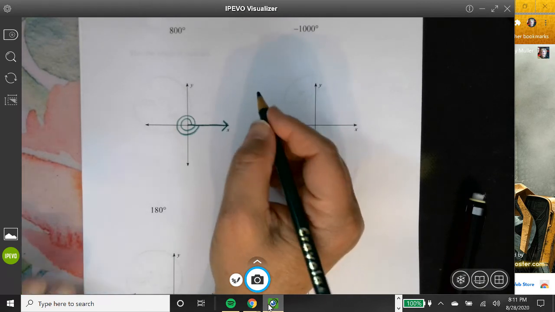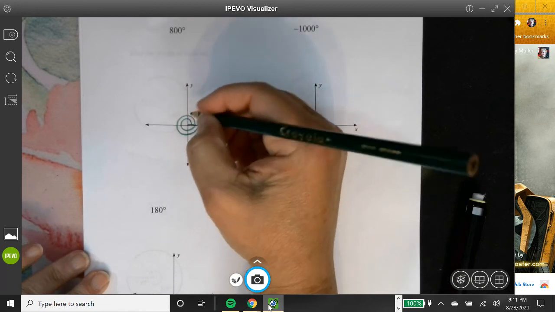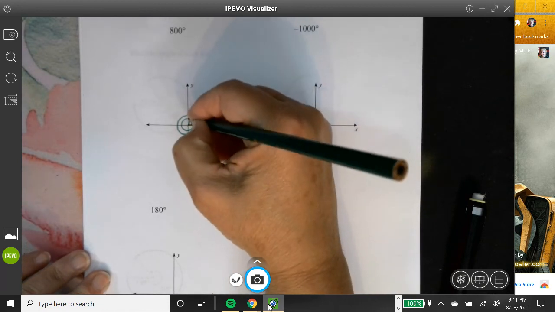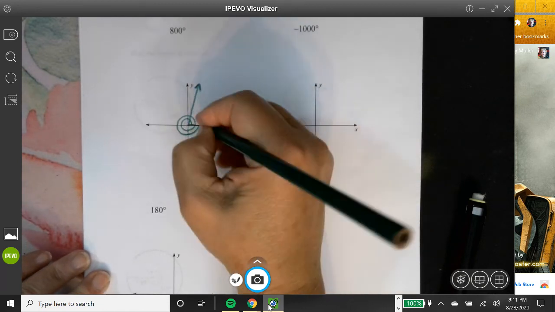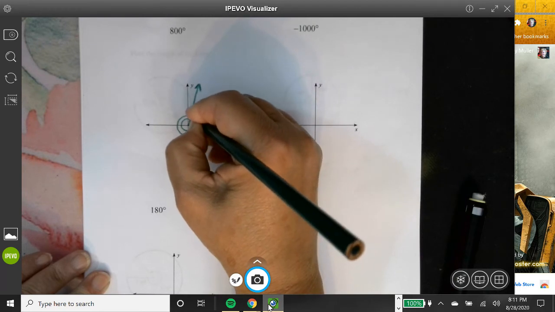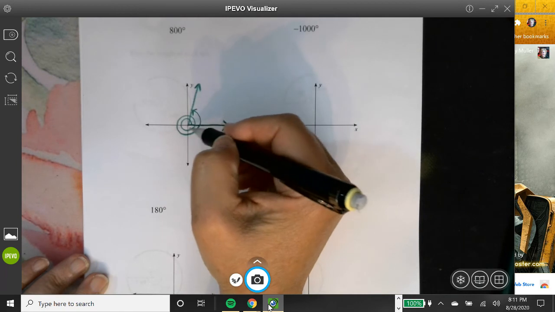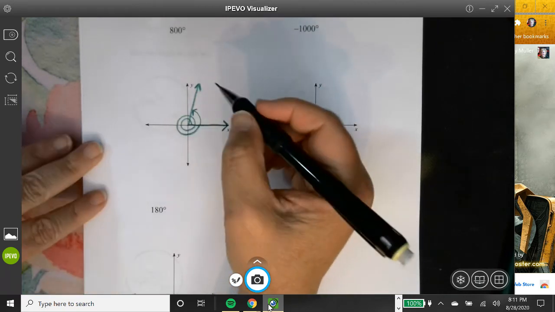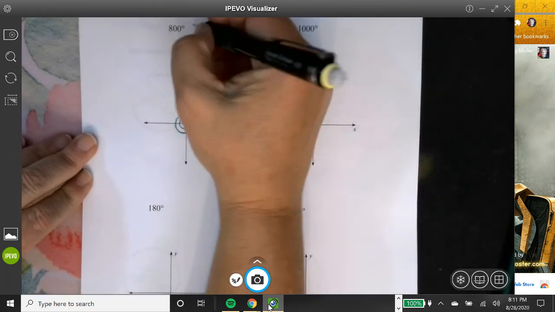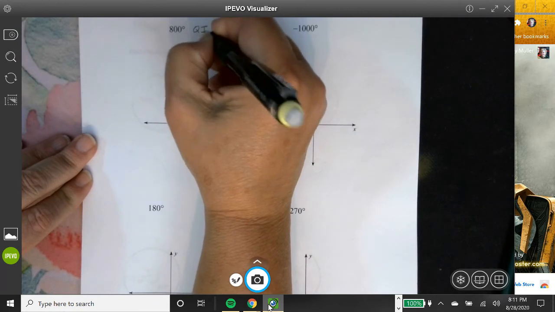720 and 800. The difference would be 80, right? So I'm going to be 20 degrees short here. So I'm going to have to go all the way around to here. You are getting very sleepy, right, as we see those revolutions. All right, so this is a quadrant 1 angle.